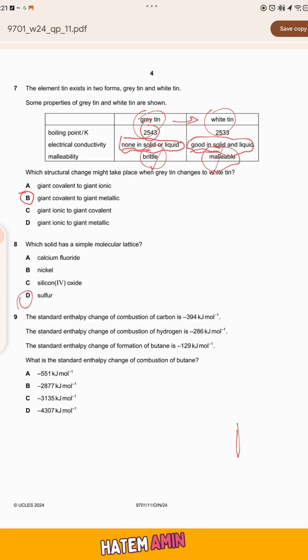Actually, it's sulfur, because the first one is giant ionic, the second is a transition metal, so it is giant metallic, and silicon is giant covalent, and sulfur is S8, as we know, 8 atoms of sulfur, which bind with each other with weak van der Waals forces, to give us the simple molecular lattice, which is sulfur. Okay, thank you.